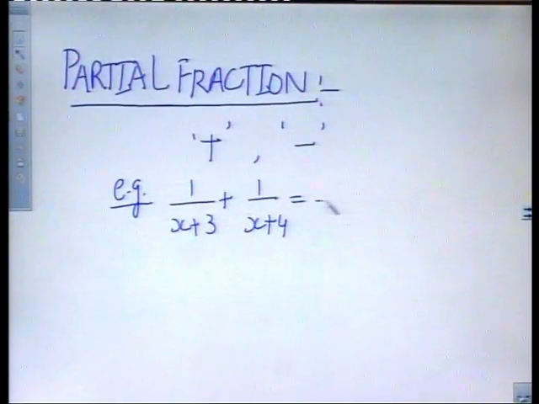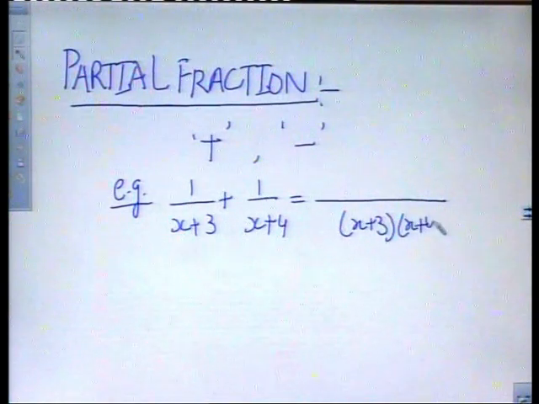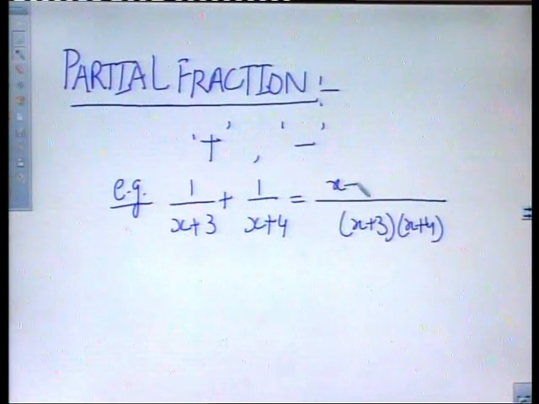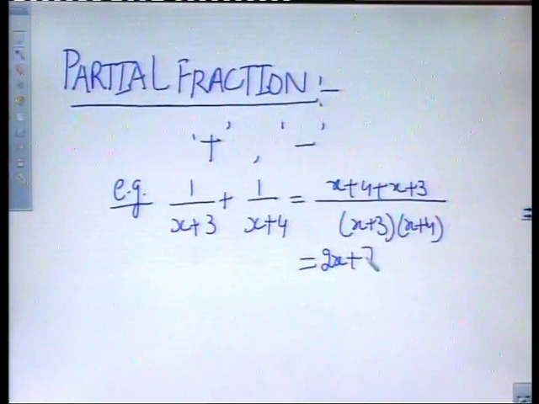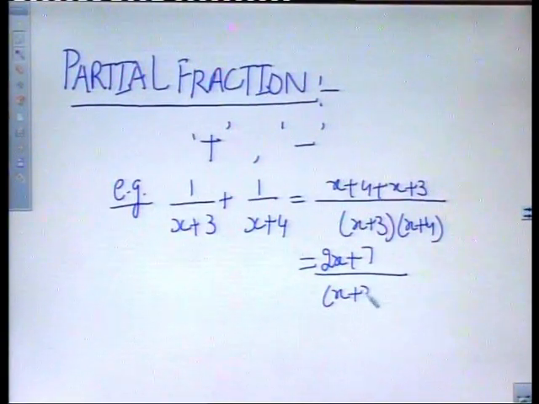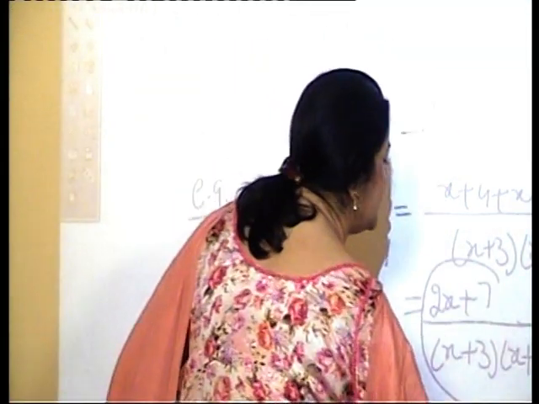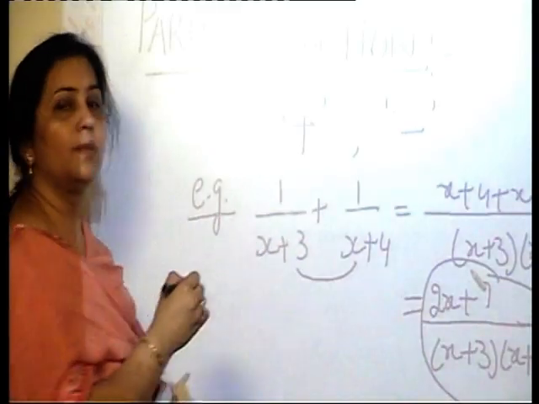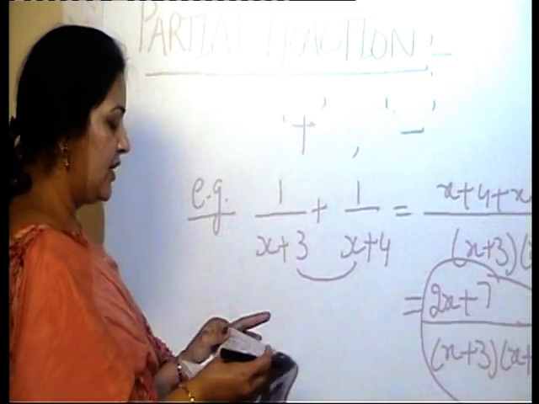We take the LCM, which comes out to be x plus 3 into x plus 4. This is x plus 4 plus x plus 3, or we write this as 2x plus 7. This you have already learned, that we have connected the two simple fractions into a single fraction, that is 2x plus 7 over x plus 3 into x plus 4. Now, what is a partial fraction?